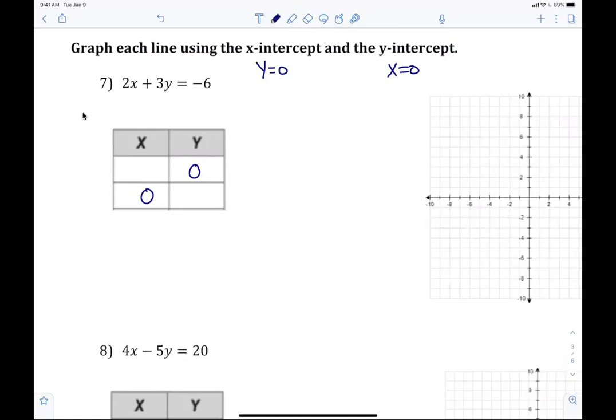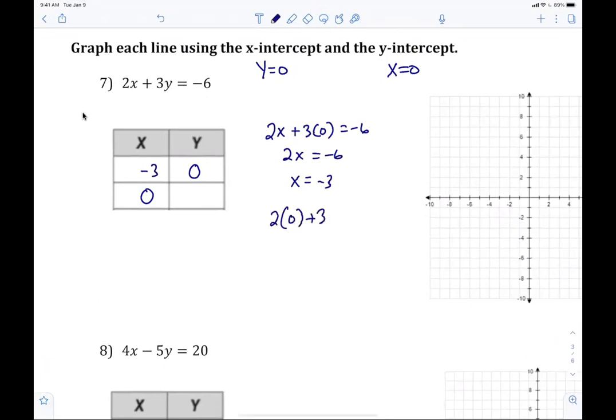Now, if the y value is 0, this is kind of where we left off yesterday. So if the y value is 0, I'm going to get 2x plus 3 times 0 equals -6. 2x equals -6. So x is what? -3. Now I'm going to let x equal 0. 2 times 0 plus 3y equals -6. 3y equals -6. So y equals what? -2. Do I have to do all that work? No, it's mental math. It's just mental math. And I'm going to show you on number 8, it's mental math just for practice.